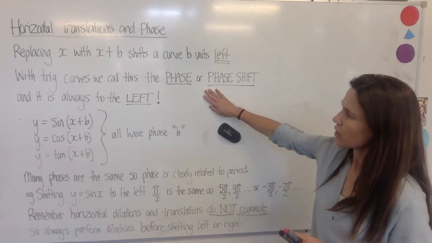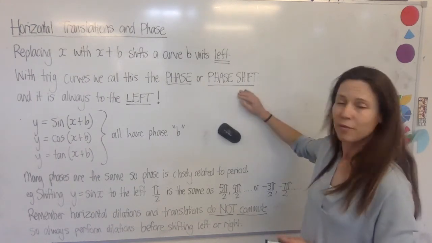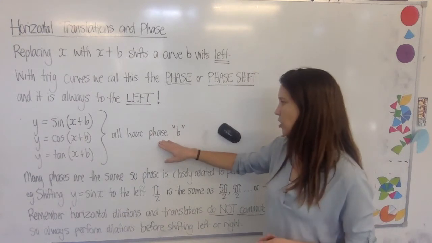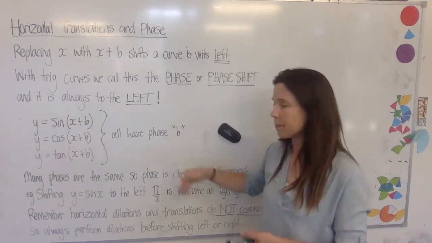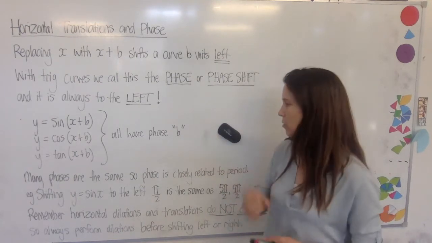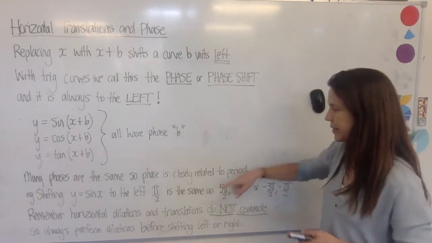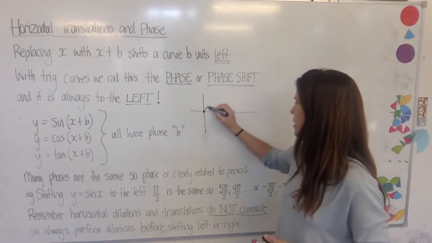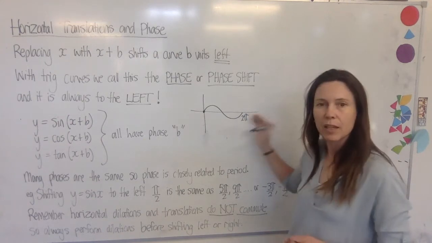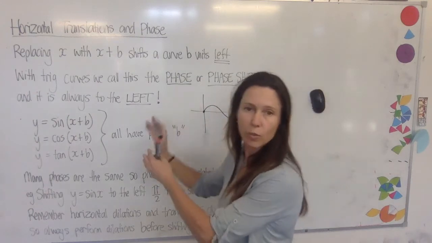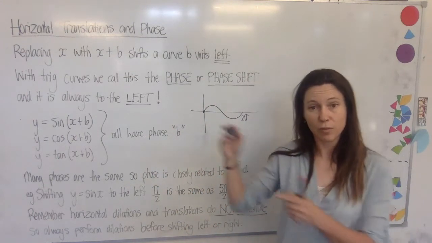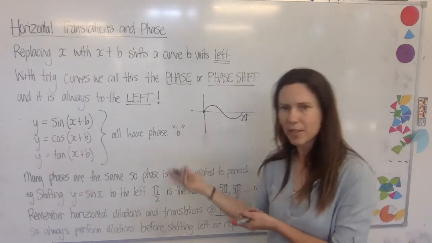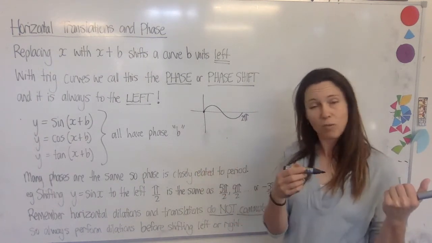So, we've written this down here with trig curves. We call this the phase, or the phase shift, and it's always to the left. So for a function written like this, these functions all have phase or phase shift of b, and that tells us that they've moved the basic curve b units to the left. Now, many phases are the same. So phase is closely related to period. This makes sense if we think about the sine curve, starting here, doing one full rotation when it gets to 2 pi. If we were to move to the left a whole 2 pi, it would be the same as if we moved to the left 4 pi, or 6 pi, or 8 pi, or 10 pi. And you could see also that if we were moving to the left minus 2 pi, that would actually be the same as moving to the right.